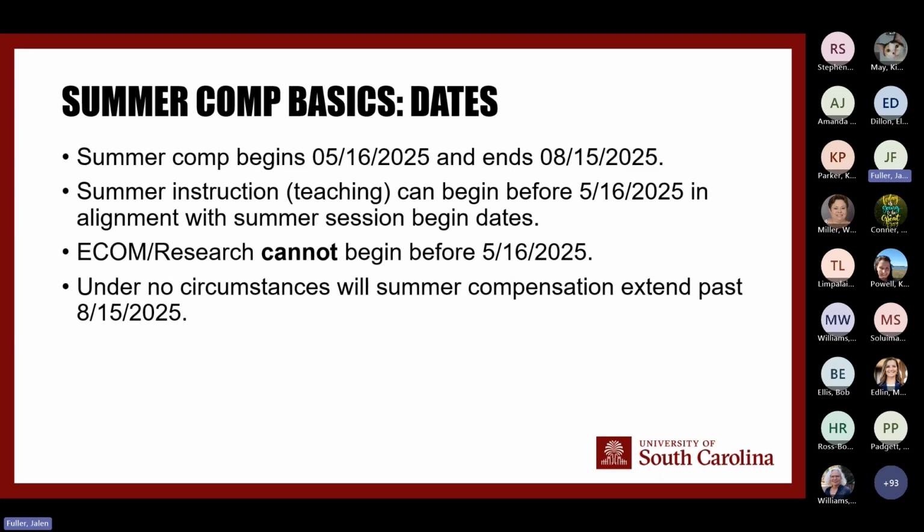Okay, so some basic dates. Summer comp begins on 5/16 of 2025 this year, and it's going to end on 8/15 of 2025. Summer instruction, which is teaching, can begin before that 5/16 date in alignment with any summer session begin dates. So we all know that some classes actually may begin on May 12th. There may be a May semester that begins on May 6th. So your faculty will be able to teach those classes as summer instruction. There are just a couple things to consider when you think about those earlier dates that we will get into later.